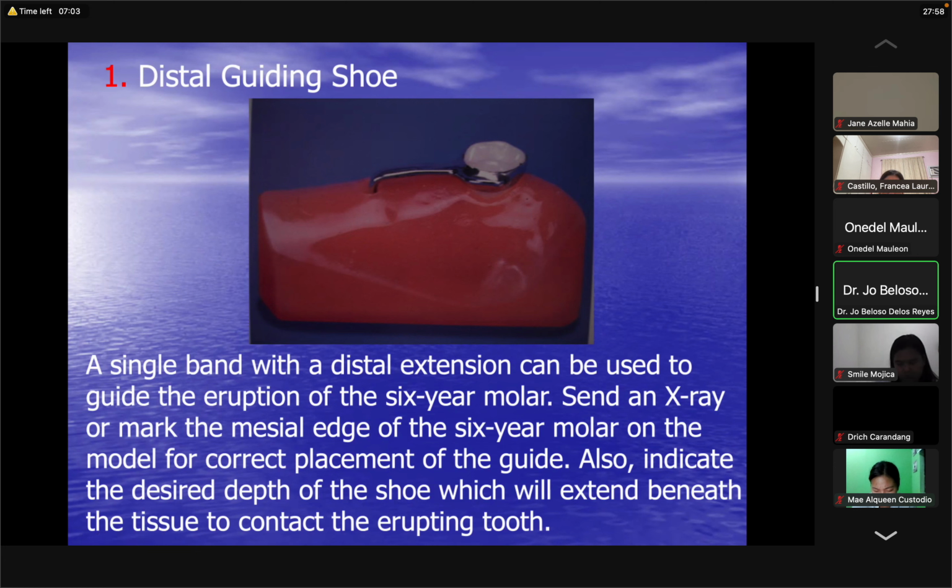So, it indicates the desired depth of the shoe, which will be beneath the tissue to contact the erupting tooth. So, kukunan mo siya ng x-ray before mo gawin ng appliance, kukunan mo ulit ng another radiograph pag ginawa mo at in-install mo na. Kasi itong shoe na ito, this one, it should fall at the mesial of the first molar. Para yung first molar na yon hindi pupunta dito sa posisyon ng premolar.